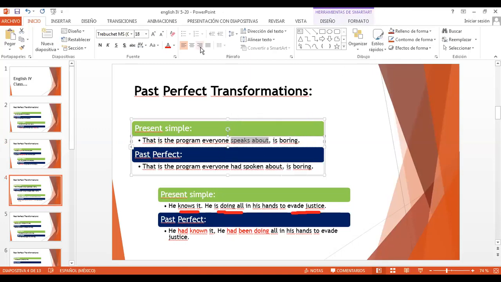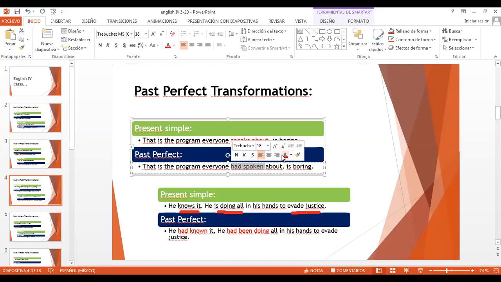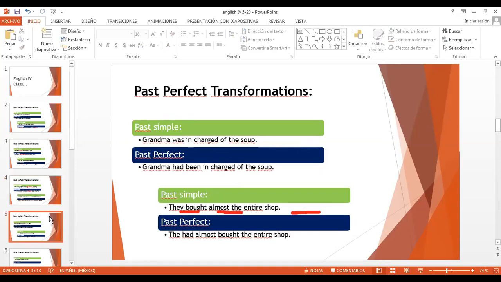Como lo fue en este ejemplo, que estuvo un poco tricky. Dice, that is the program everyone speaks about. It's boring. Ese es el programa que todos habían estado hablando o habían hablado sobre, que es aburrido. As you can observe, como puedes observar, the only change, el único cambio que se hizo es had spoken, porque las otras cláusulas no están activas, no tienen nada que ver. Good. That is the only tricky and difficult part. Es la única parte que está tricky and difficult. The rest is just easy peasy.